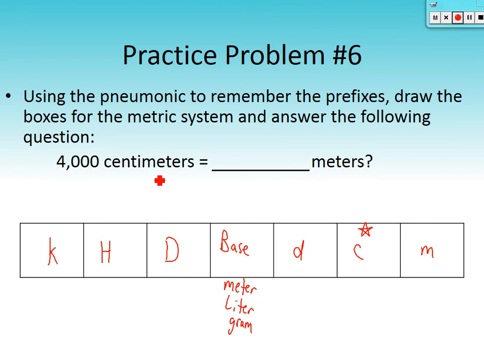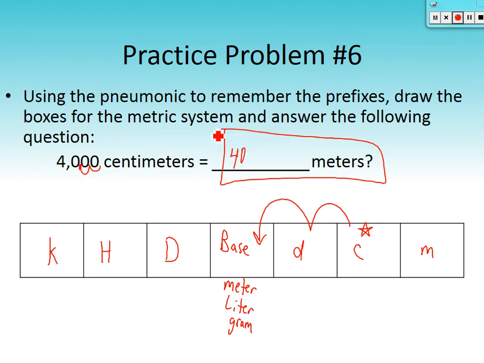We're at 4,000 centimeters. The centibox is right here, so I put a little star. We want to go to meters. Remember, meters is a base unit. So we're going to go 1, 2 boxes to the left to get to that base unit box, and there we go. So let's move the decimal. Since we went 2 boxes to the left, let's move the decimal place 2 to the left, and that becomes 40 meters. So 4,000 centimeters is 40 meters. All right, very good.